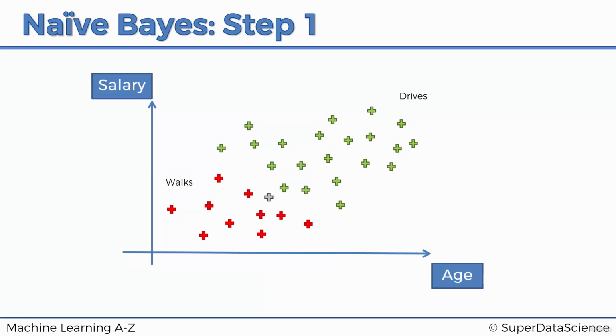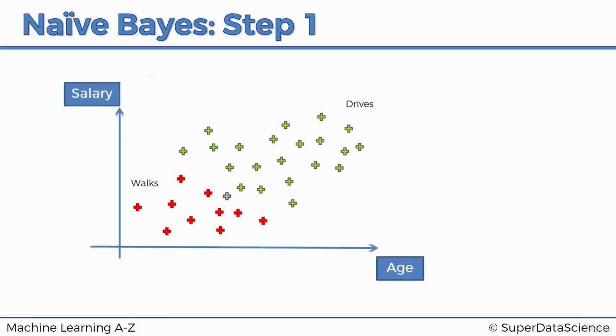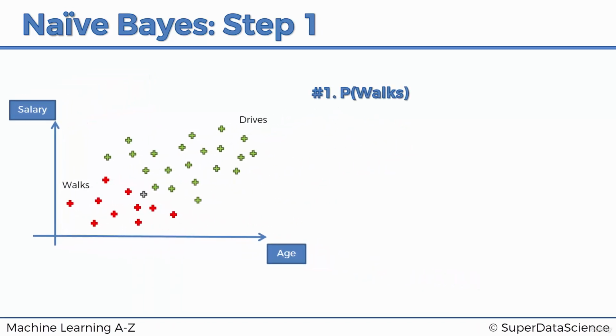Step 1. All right, so here we have our visualization. Let's move it all to the left a little bit so we can make some space. Now we're going to calculate the first probability in our Bayes theorem. We're going to calculate the probability that somebody walks. Right, just the overall probability. And what does that mean? That is the probability that somebody walks without knowing anything about them.